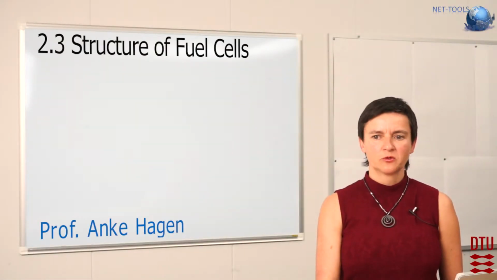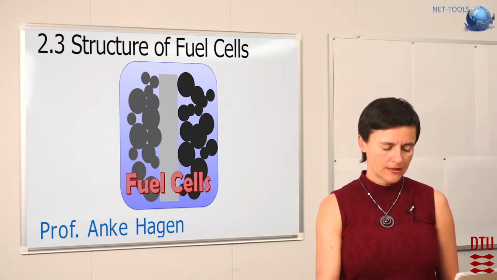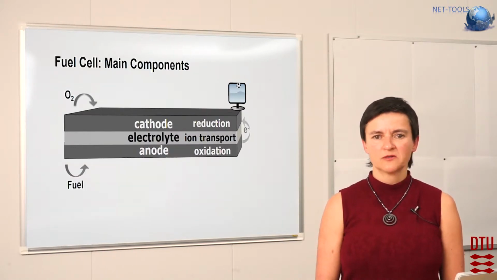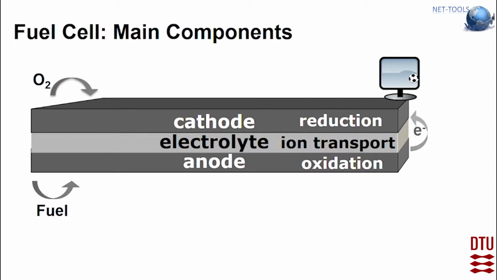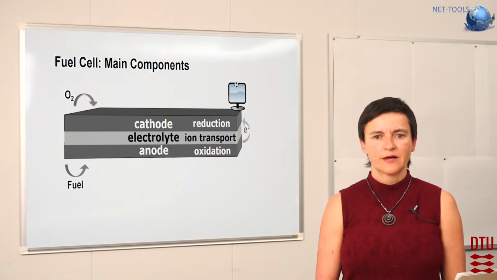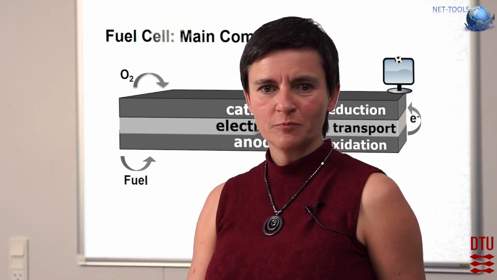Today we will talk about fuel cells, the structure of fuel cells. You have already learned that the main components of a fuel cell are an electrolyte sandwiched between two electrodes where oxidation and reduction occurs. The current travels through an outer circuit producing electricity and ions go through the electrolyte. We will go into a bit more detail today.